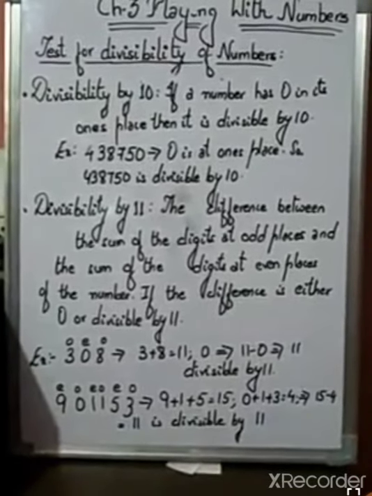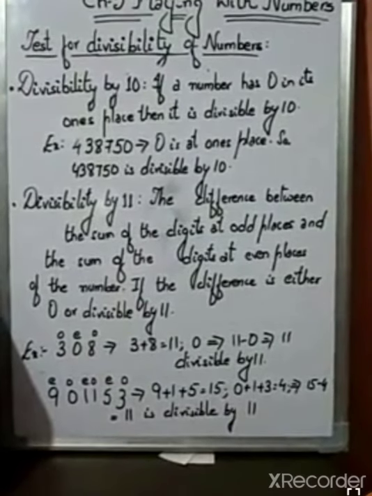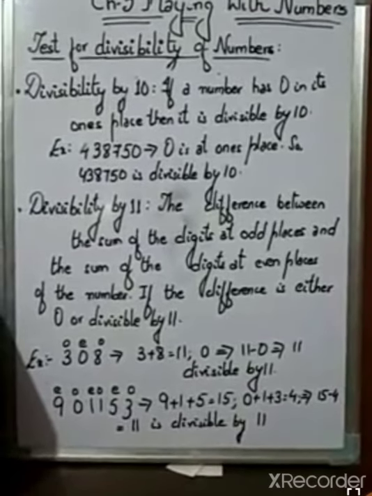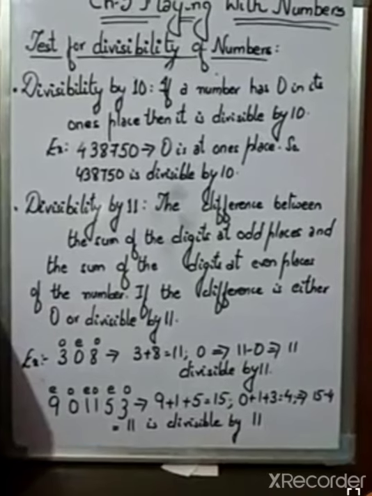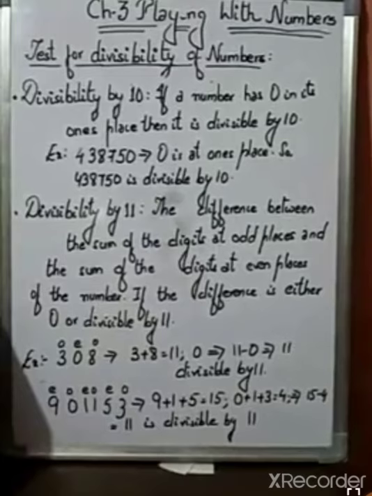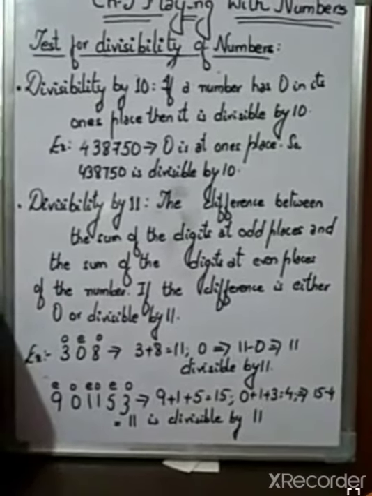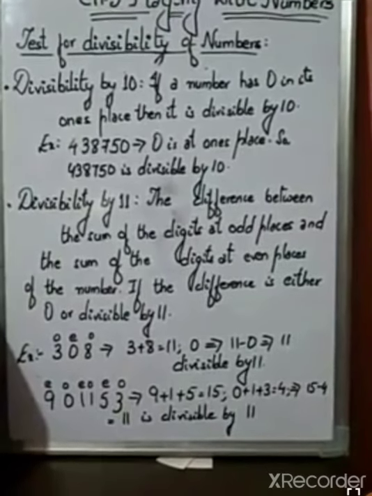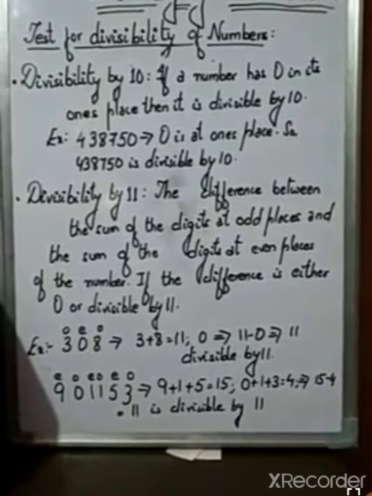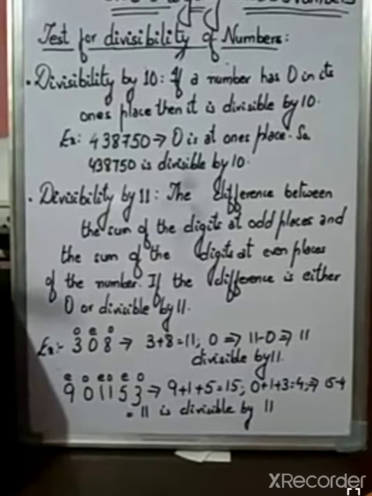Next one is divisibility by 11. In this case, first of all, we will find the difference between the sum of the digits at the odd places. I am talking about the odd places, not the odd numbers. And the sum of the digits at even places of the number. Then we will subtract both sums. If the result comes out to be equal to 0 or a multiple of 11, then the given number is divisible by 11. Let's take an example.